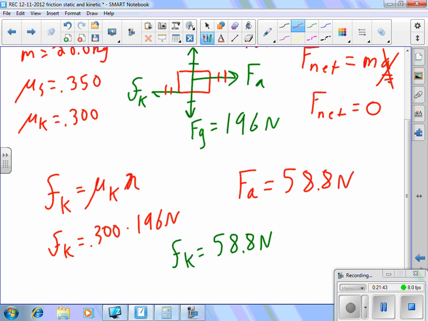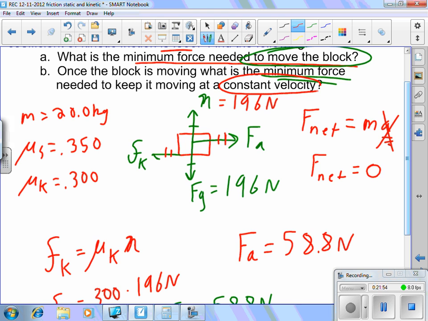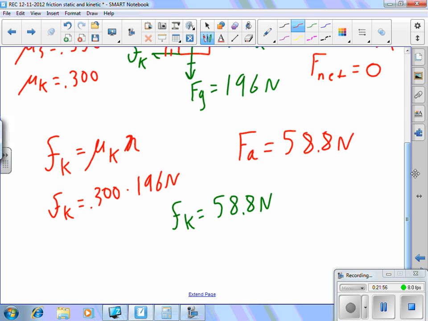But the question may come up right now, what if I pulled with more force than just kinetic friction? It'll still be moving, but not at a constant velocity. So in order for it to be a constant velocity, the forces must be equal and opposite. The force of kinetic friction must be equal to the force applied.